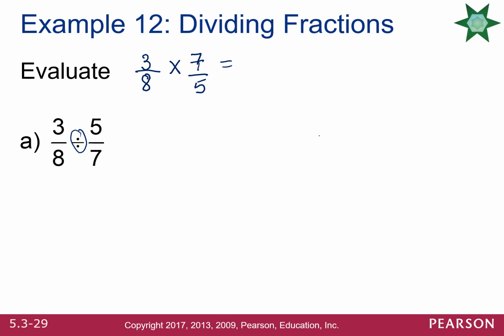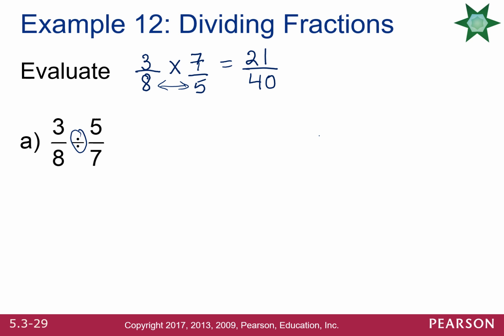We work it out as we multiply any fractions. Multiply the numerators. 3 times 7, 21. Multiply the denominators. 8 times 5, 40. So the final result is 21 over 40.